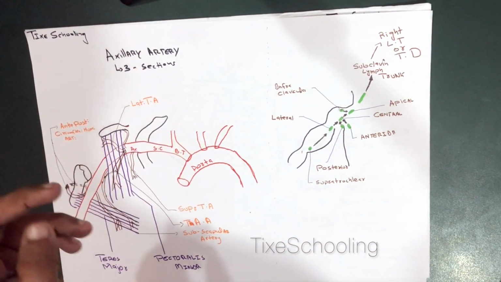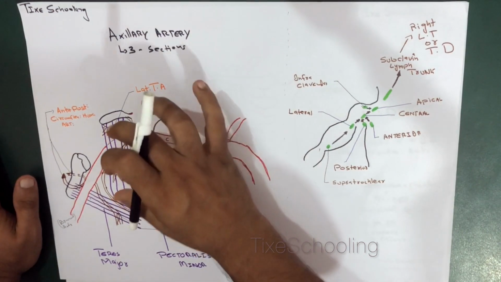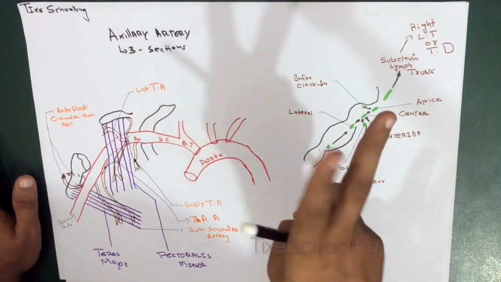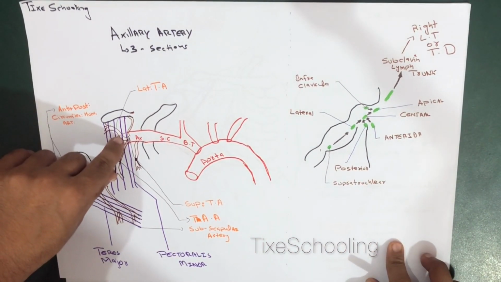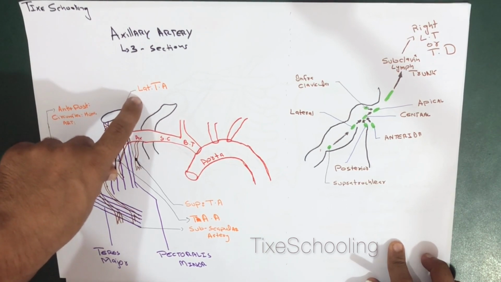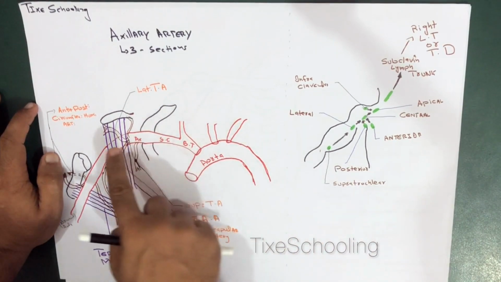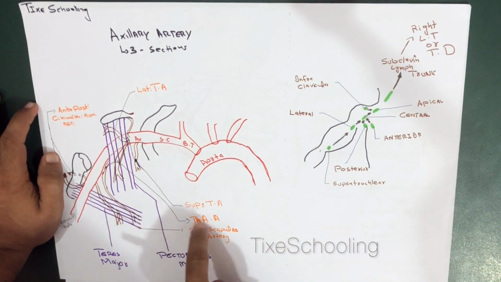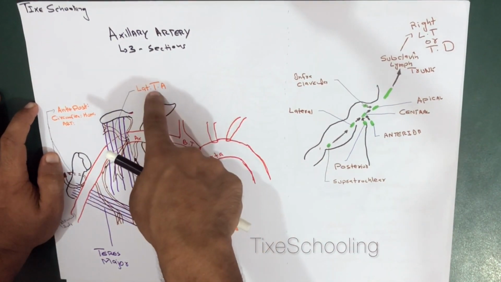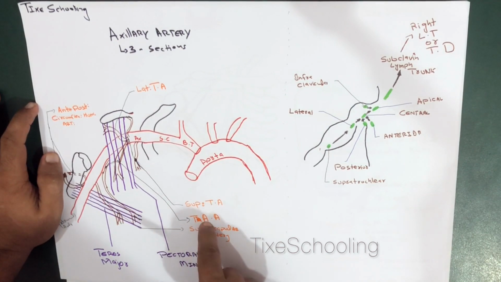So the second part of the axillary artery, or you can say the second section, has actually two branches. The first branch is a bunch of branches called the lateral thoracic artery. And the second branch, which is also arising beneath it, is called the thoracoacromial artery. So second part, two branches: lateral thoracic artery and the thoracoacromial artery.